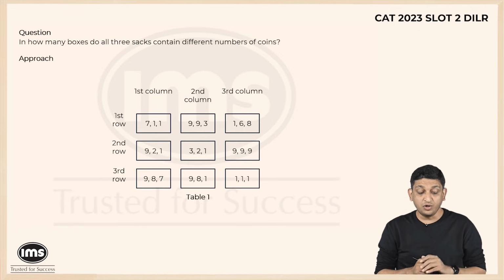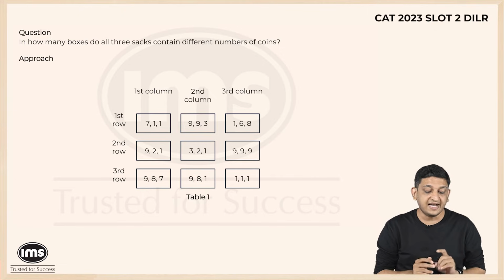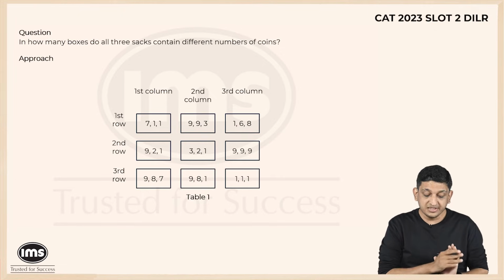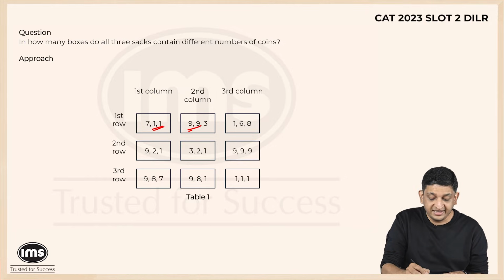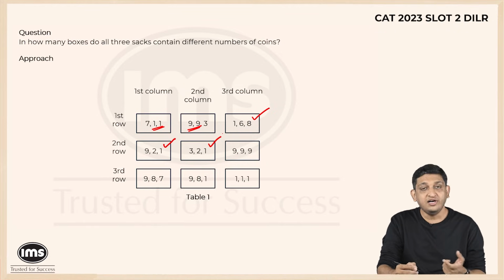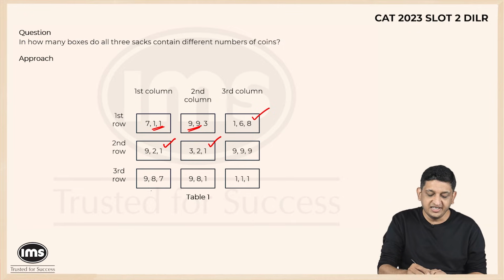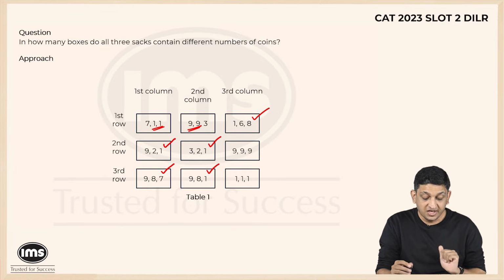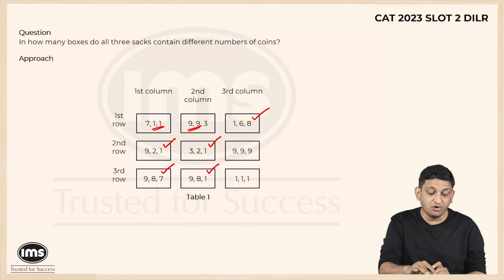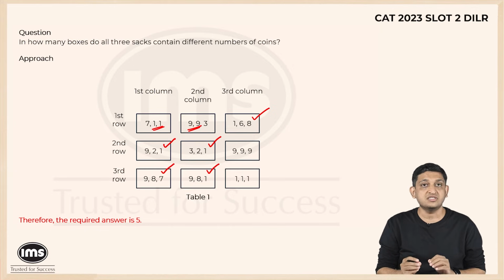In this question, we have to figure out in how many boxes do all 3 sacks contain different number of coins. So in the first box, we have 2 sacks that contain 1 coin each, so not right. 9, 9, so not right. 1, 6, 8, yes, this is what we are looking at. 9 2 1, all distinct. 3 2 1, all distinct. 999, not right. 987, all distinct. 981, all distinct. 111, not distinct numbers. So we have 5 boxes in total wherein all 3 sacks contain a different number of coins. So the correct answer here is 5.